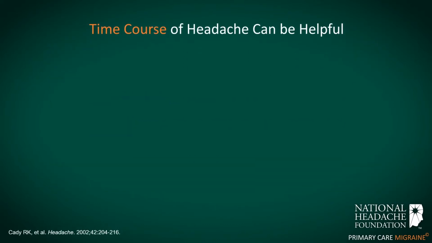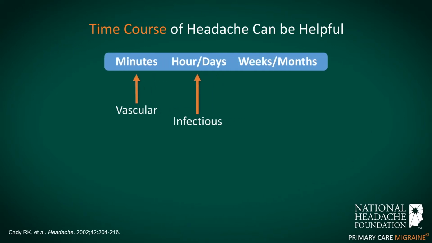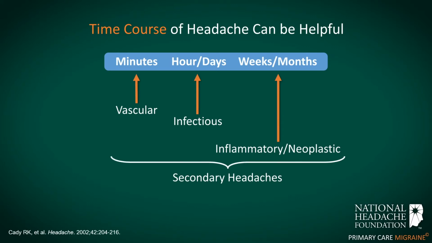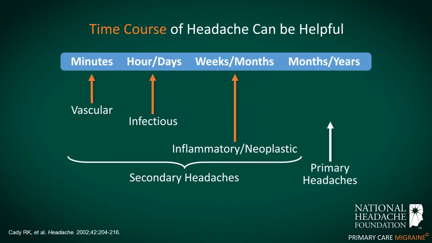The time course of the headaches can be helpful in determining the cause of a secondary headache disorder. If the headache develops in seconds to minutes, think vascular causes. If it evolves over hours to days, then think infectious causes. Development over weeks to months could indicate inflammatory or neoplastic causes. If it has occurred repeatedly over months to years, think of primary headache disorder.